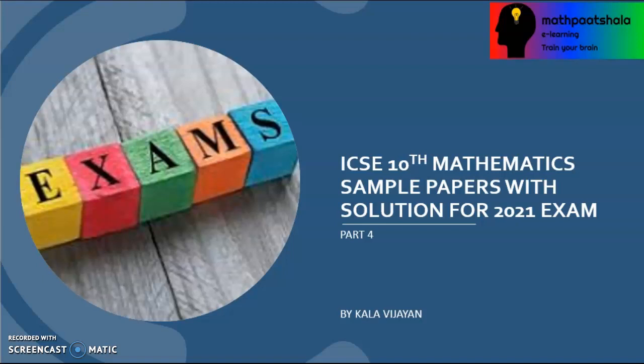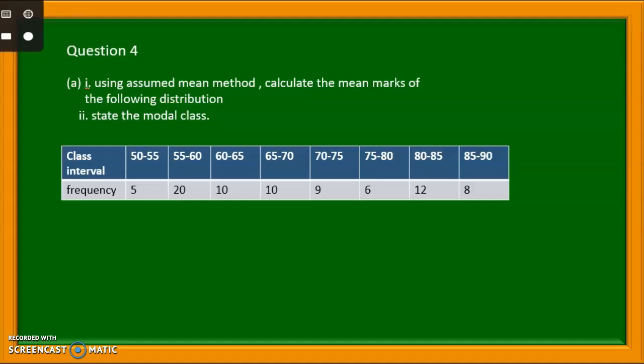So, let us solve these questions here. Let us do this question. What's the question here? Using the assumed mean method, calculate the mean marks of the following distribution. Also, take the modal class. So the modal class, from the table itself, we can find the class interval corresponding to the highest frequency. That is 55 to 60.